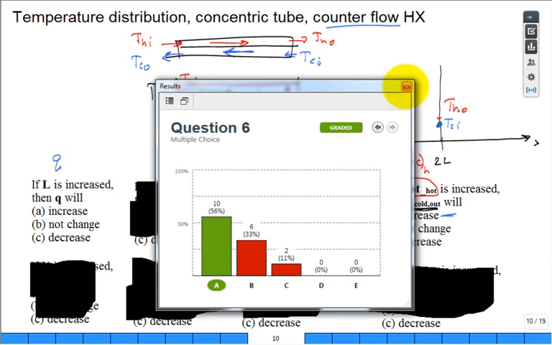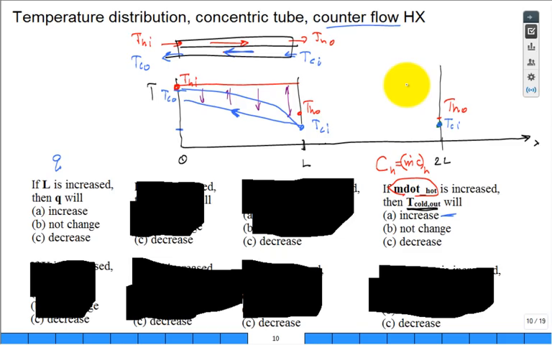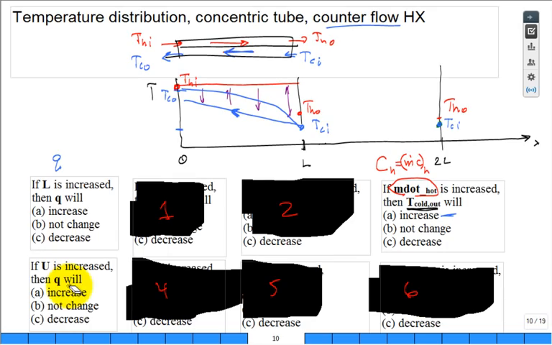Okay. Do you want to play another one? No? Okay, we have window 1, 2, 3, 4, 5, or 6. Number 3? Number 3. We go for number 3.